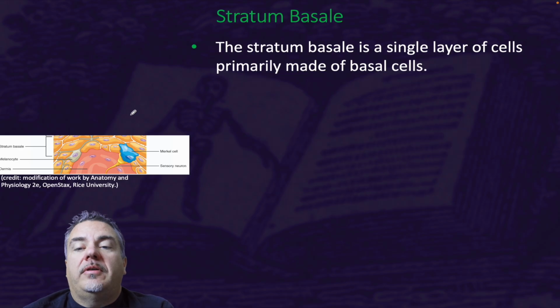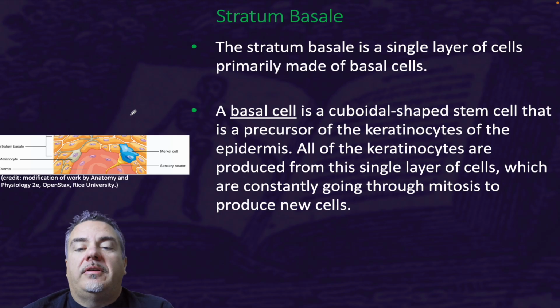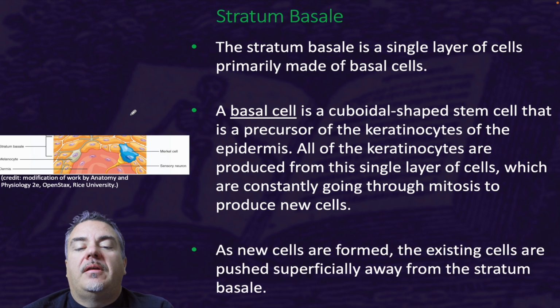The stratum basale is a single layer of cells primarily made of basal cells. A basal cell is a cuboidal-shaped stem cell that is a precursor of the keratinocytes of the epidermis. All of the keratinocytes are produced from this single layer of cells, which are constantly going through mitosis to produce new cells. As new cells are formed, the existing cells are pushed superficially away from the stratum basale.